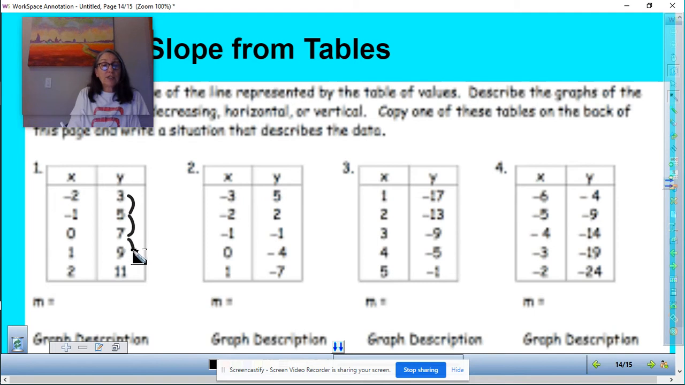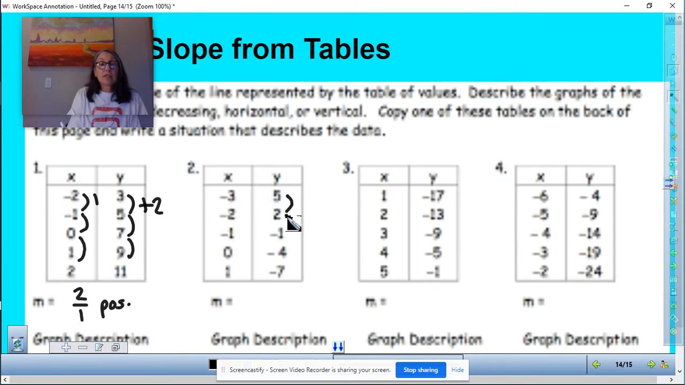All right, so let's start here. How are my y's changing? Increasing by 2 each time. How are my x's changing? Increasing by 1 each time. So my slope is 2 over 1, and it's positive.